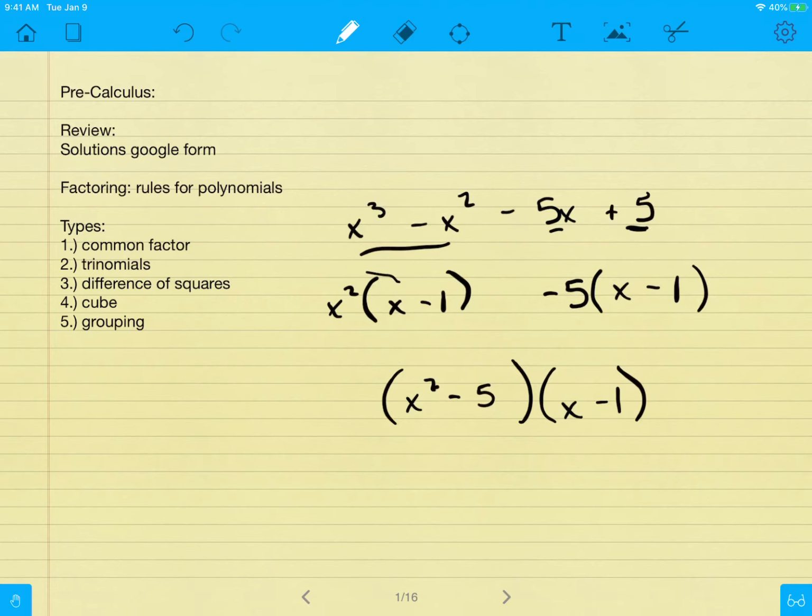That's left. Now, this is not a difference of squares. You could attempt to do it that way, but you don't have to, because 5 is not a perfect square. But that'd be the final factoring that I would accept. All right, let's go to the last grouping problem here.